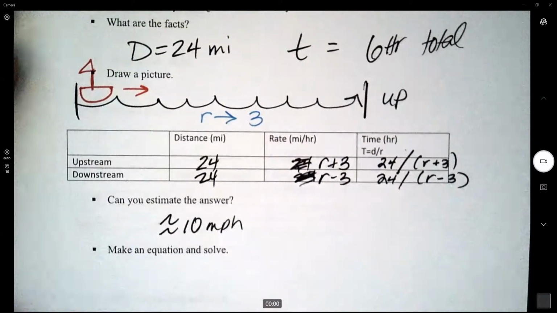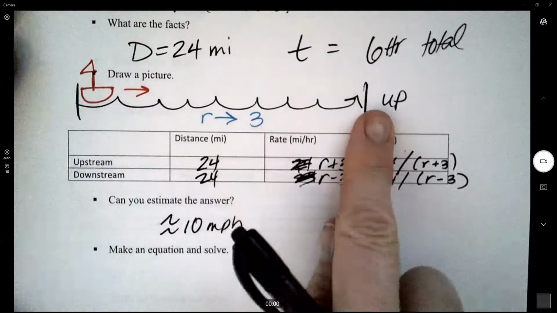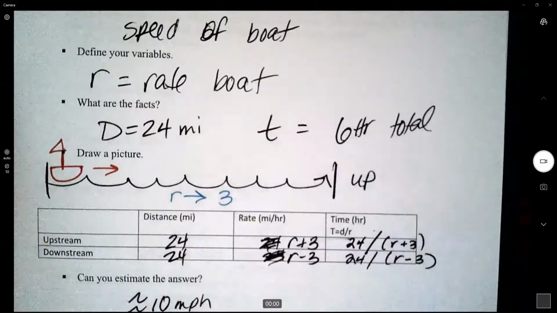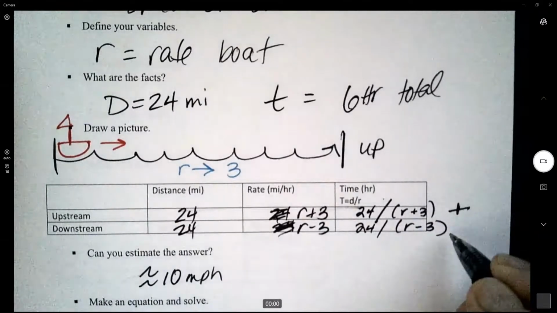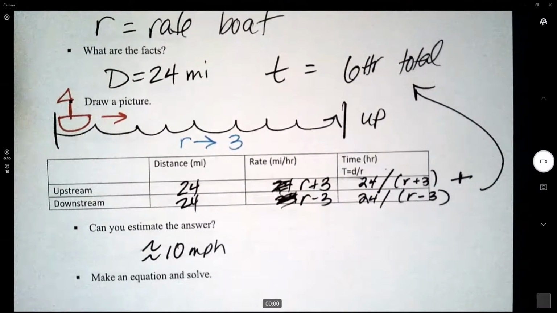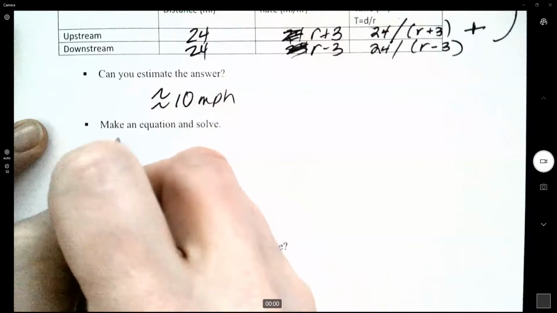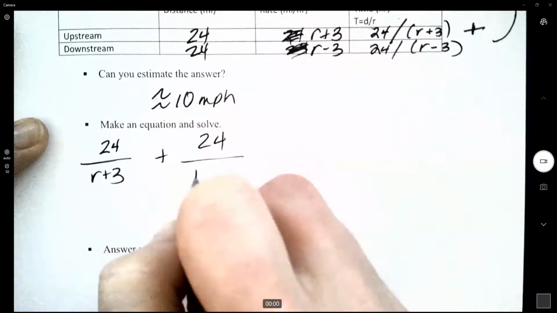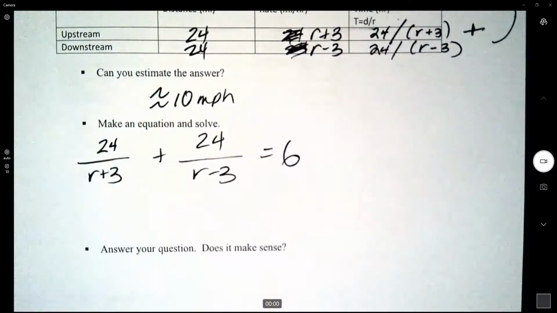Now let's make an equation based on this. Remember, I know the total time it took to go there and back was 6 hours. So the trip up plus the trip back is going to total 6 hours. So to make an equation, I would set the time to go upstream plus the time to go downstream equal to a total of 6 hours.